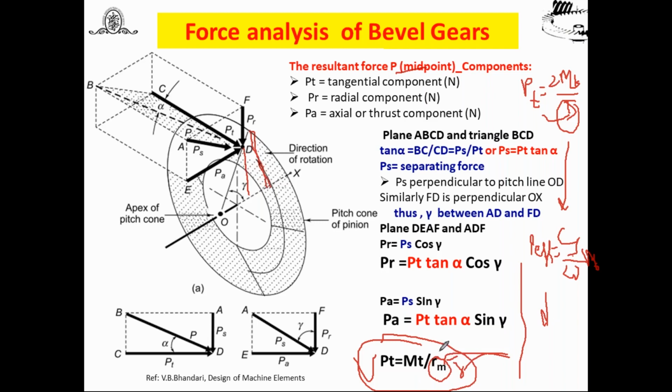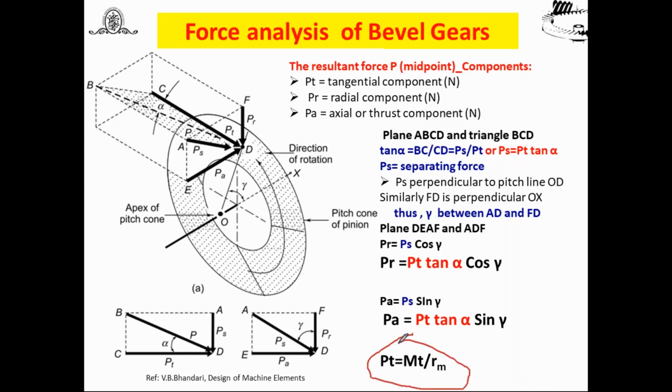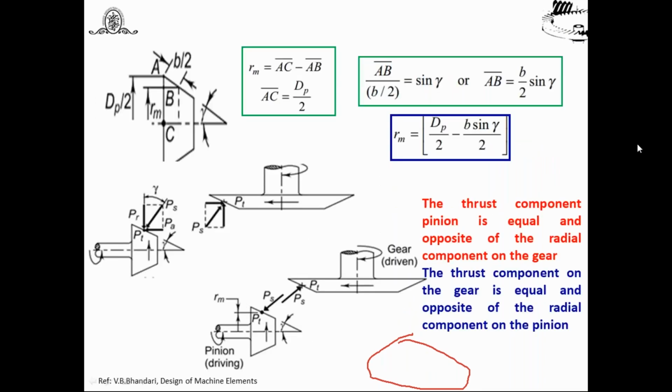So at that time don't use this formula to calculate the PT. Don't make any confusion. This formula you have to use just in the bevel gear force analysis. Try to understand. Then PT is equal to MT, where MT is the torque, upon RM. But how to find out the RM, that is important. That's why this is the bevel gear.